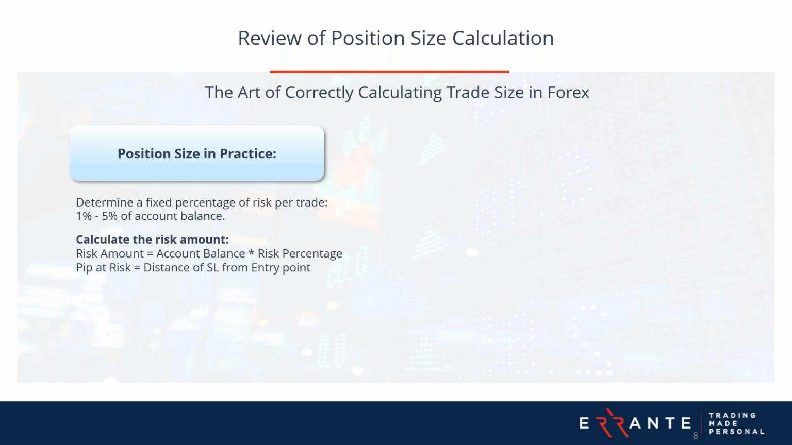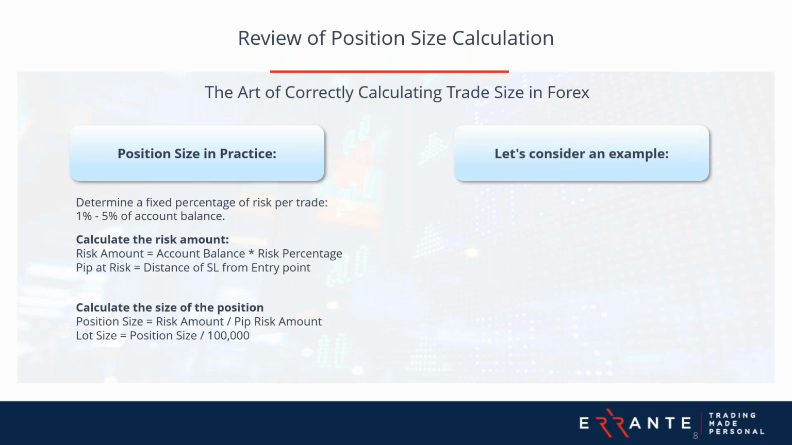Then we calculate the distance of the stop loss from the entry point. Let's call this the pips at risk. By dividing the risk amount by the number of pips at risk, we can determine the position size. For even more convenience, we can convert this into lot size as well. Now, let's look at an example.